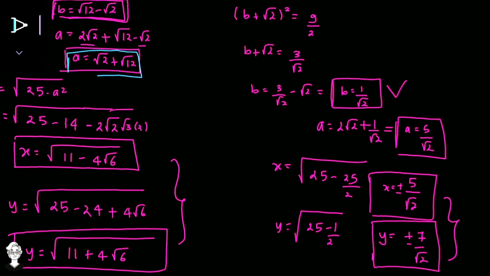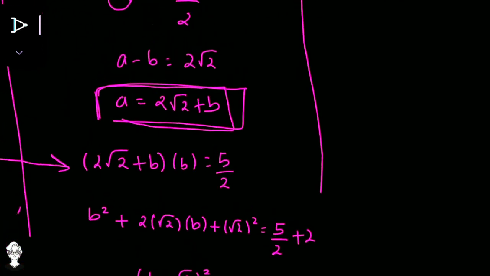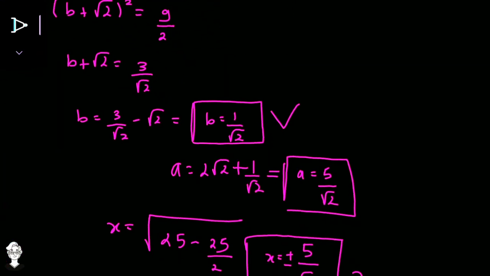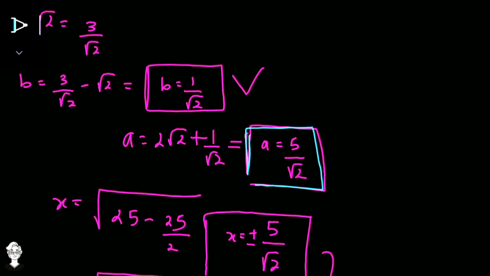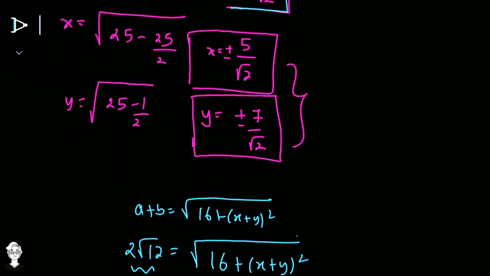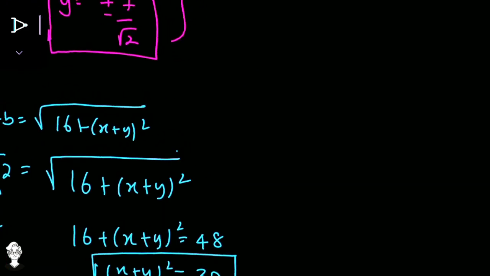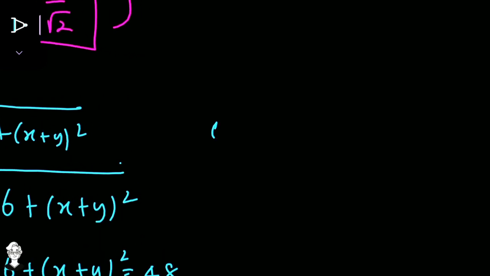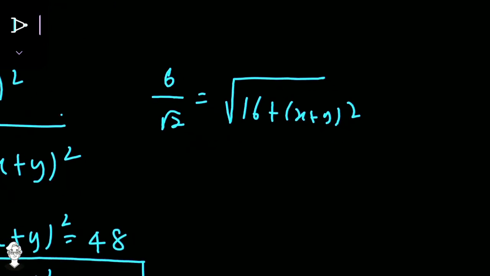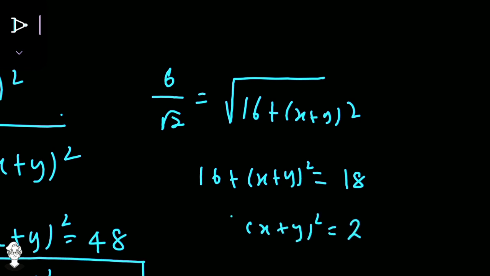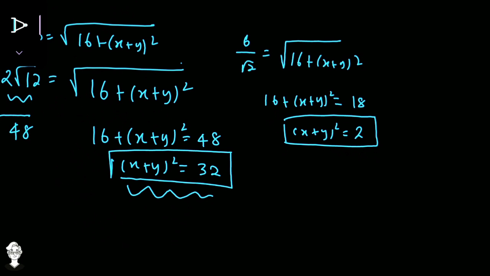So according to this case, the value of a is 5 upon root 2 and the value of b is 1 upon root 2. If I keep the value of a plus b over here, 5 plus 1 will give me 6 upon root 2, and that should be equal to root of 16 plus x plus y the whole square. Means 16 plus x plus y the whole square should be equal to 36 upon 2, that is equal to 18. That means x plus y the whole square should be equal to 2. Yes, according to this case, x plus y should be equal to 2.